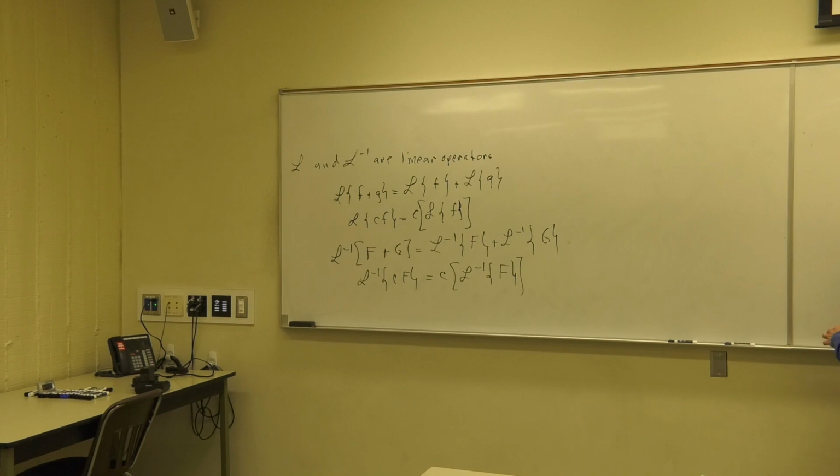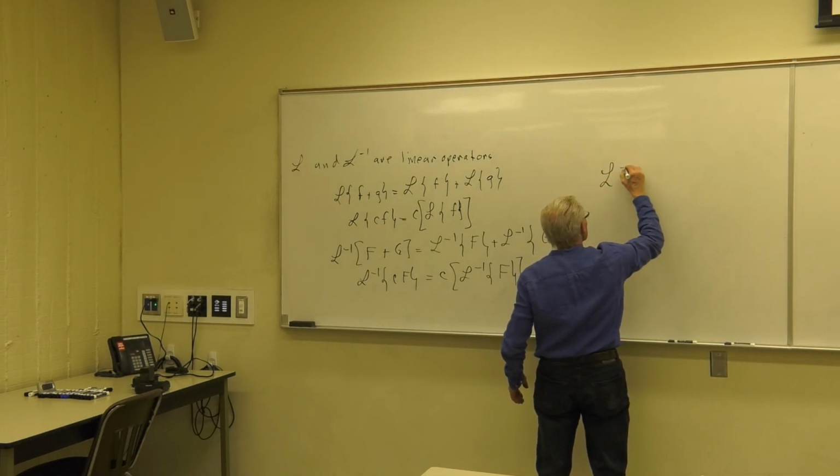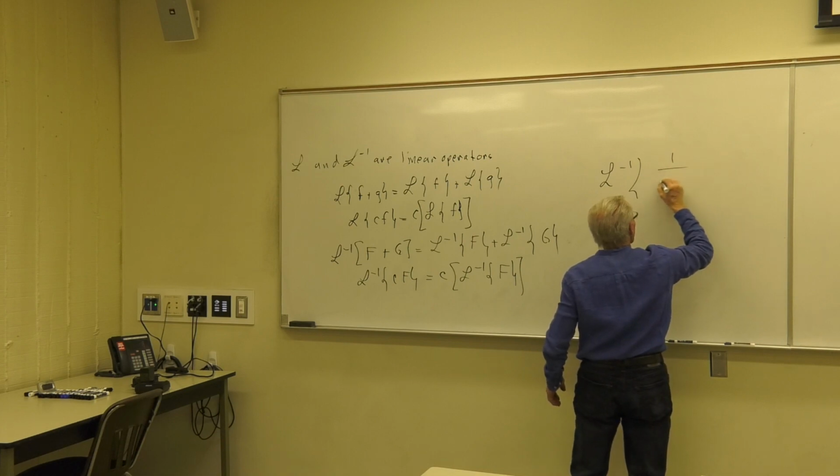So it means if you want to take the Laplace transform of a sum of things, you do them individually. If you want to take the inverse transform of a sum of things, you do them individually. Let's do a couple of inverses here. What is the inverse transform of 1 over s plus 4?